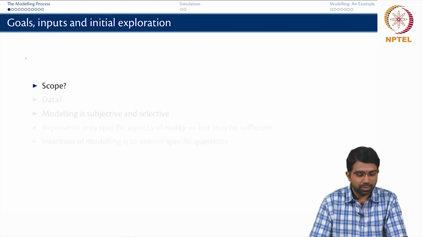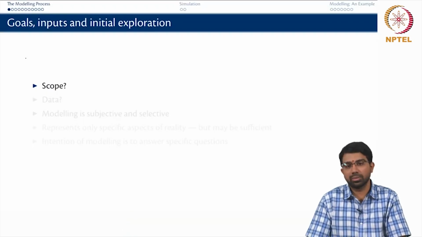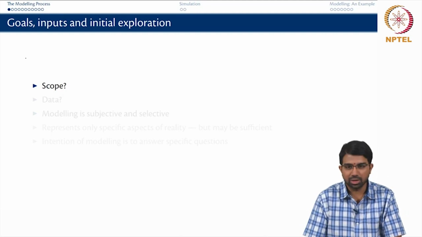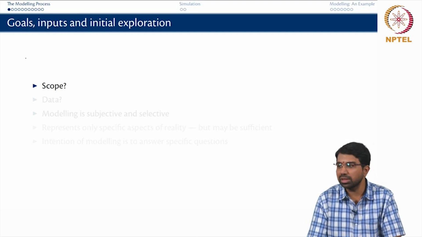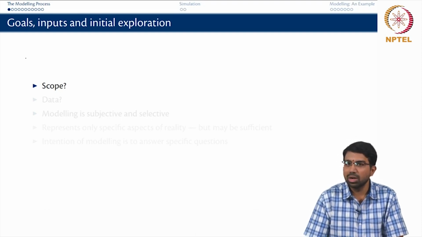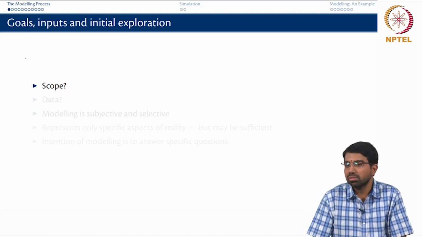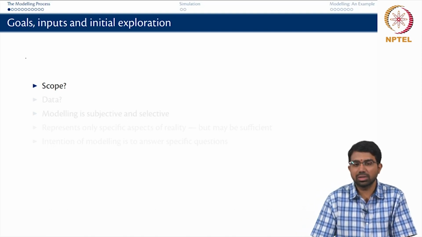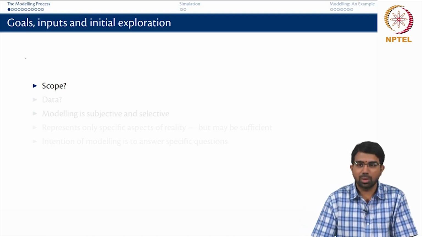So, beginning with what is the scope of a model. This often happens to be one of the most important aspects of modeling. What is the scope of a model? What is the model meant for, what can it describe, what are the conditions it can try and account for and so on? So, what is the scope of a model?